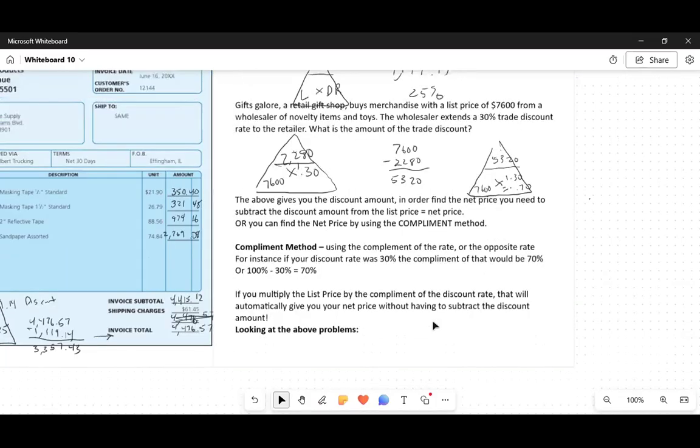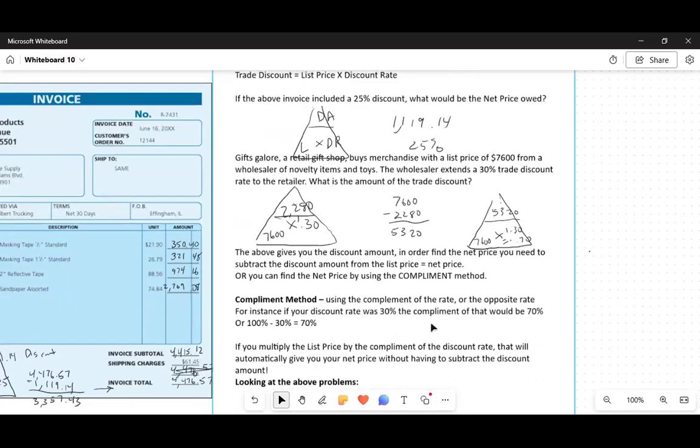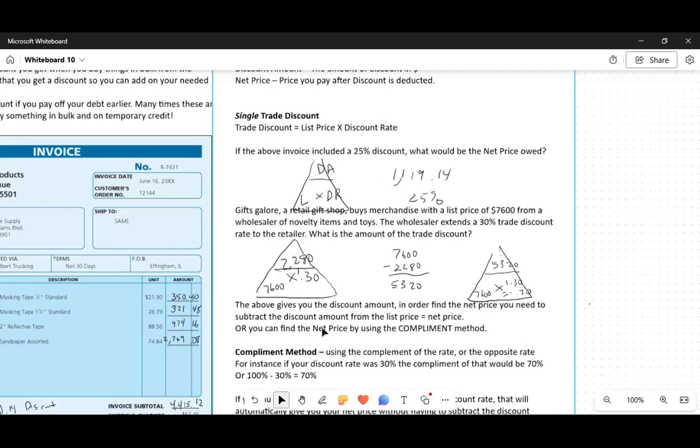So you've got to keep in mind when you're doing these problems that if I'm getting a discount, everything's in terms of 100%, right? So if I'm getting a 25% discount, that means I'm paying 75% of the bill. If I'm getting an 80% discount, that means I'm paying 20% of the bill. So it's always going to be the complement of the rate. And so the complement of 30% is 70. That's 100% minus 30 equals 70. And that's how we solve some of these problems when we're trying to get to just the net price.